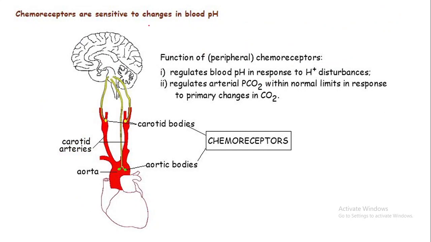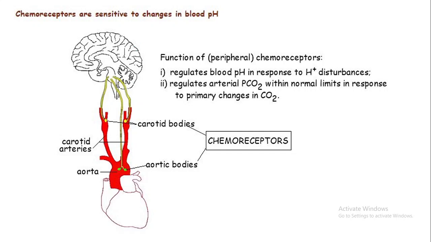Chemoreceptors are sensitive to changes in blood pH. Again, as I told you, if the pH of the blood drops, who will get to know this? Because if the pH drops, some way has to be taken to bring the pH back to normal. So what role does the respiratory system play in this, and how does it play it? We shall have a look here.